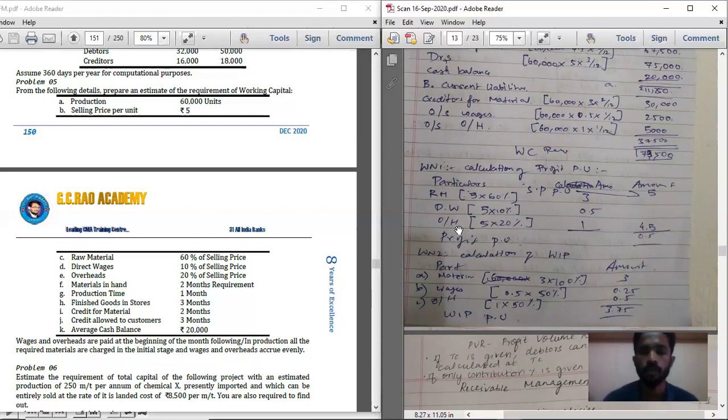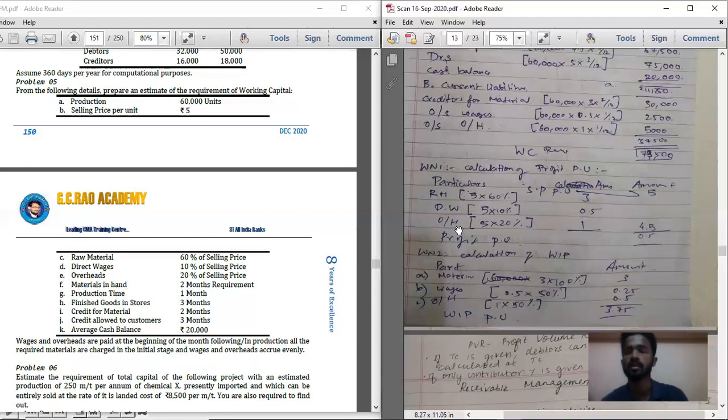Below that direct wages, put overheads. Open a bracket. How much is the overheads? 20% of selling price. So 5 into 20%. Close the bracket. In the inner amount column, put 1. How much is 5 into 20%? ₹1. So in the inner amount column, put ₹1.